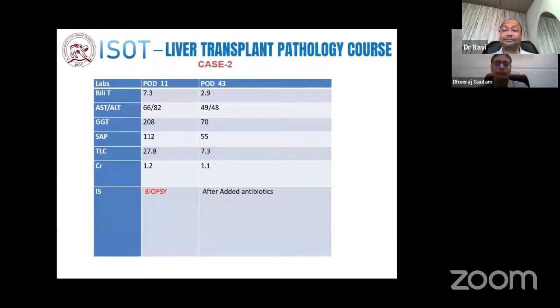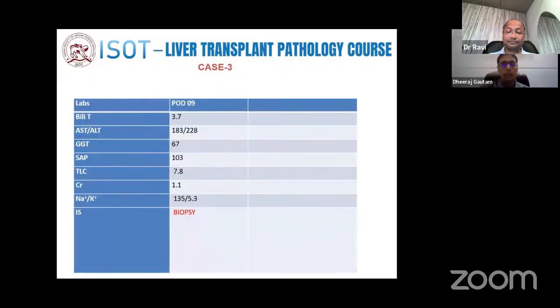So what was the course of the patient? After adding antibiotics, the bilirubin came from 7.3 to 2.9, AST/ALT settled, GGT settled, then TLC reduced from 27.2 to 7.3, creatinine was 1.1. So ischemic cholangitis.